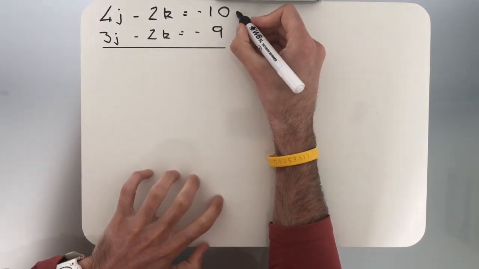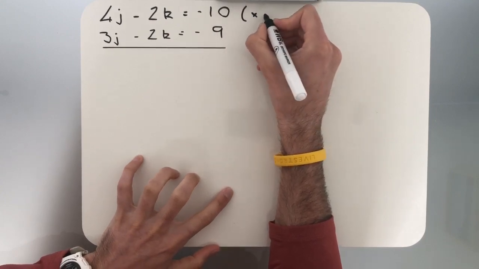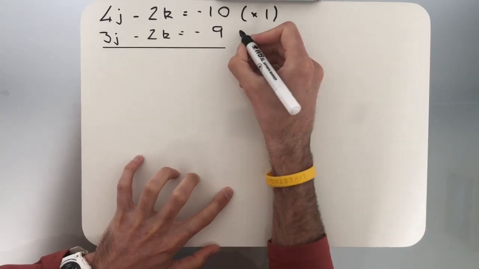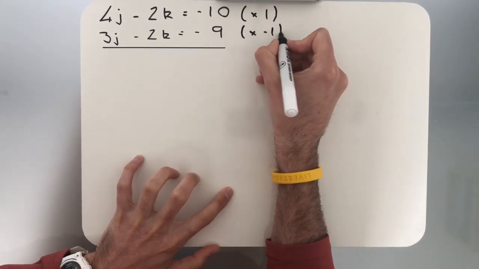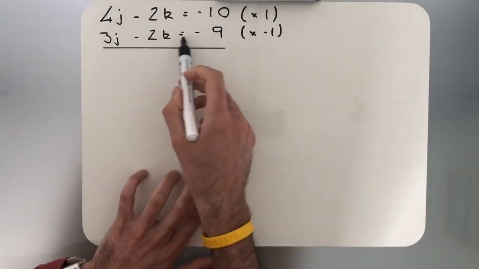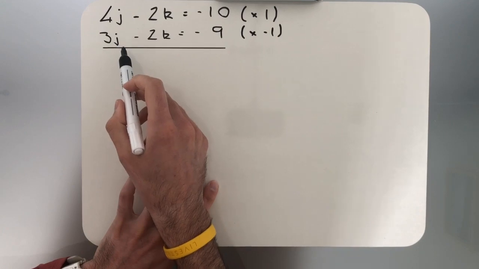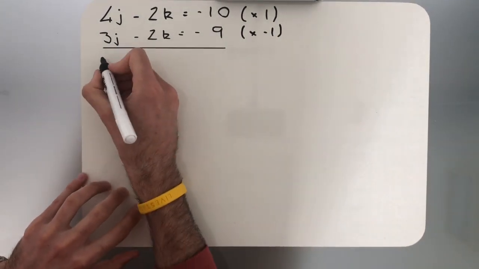So let's scale up. So in the first equation, let's multiply that by 1. We're going to keep it the exact same. And then the second equation, let's multiply this by -1. The reason we're multiplying by -1 is that this will change all of the signs of this equation, which will then leave us with a negative and a positive. So let's go through our working.